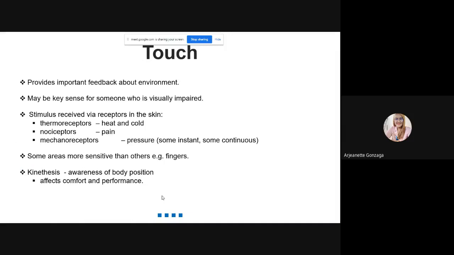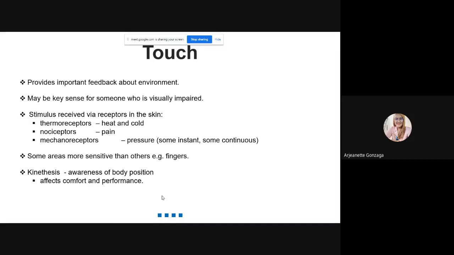Next is the touch. It provides important feedback about the environment. It may be the key sense for someone who is visually impaired. So kapag kabulag ka, ito yung key sense mo, yung touch. Stimulus is received via receptors in the skin.